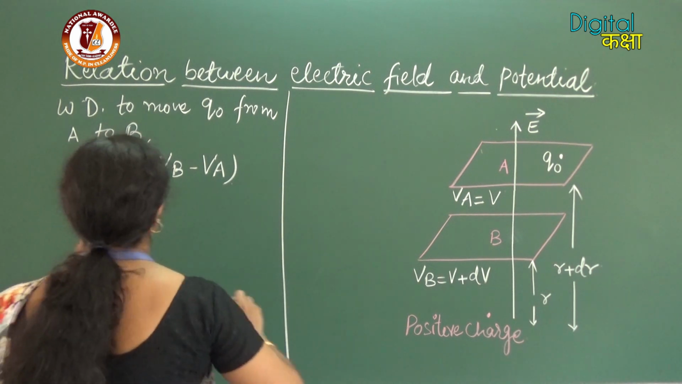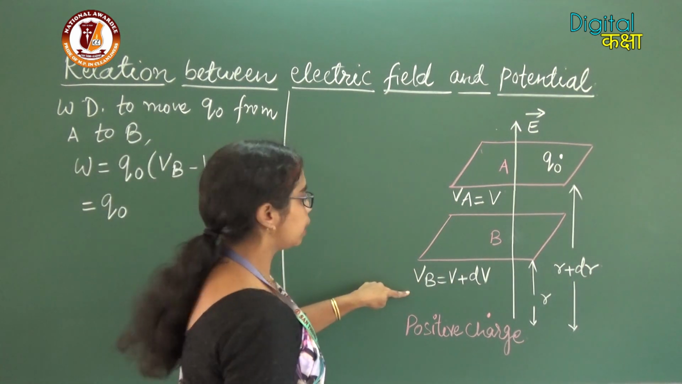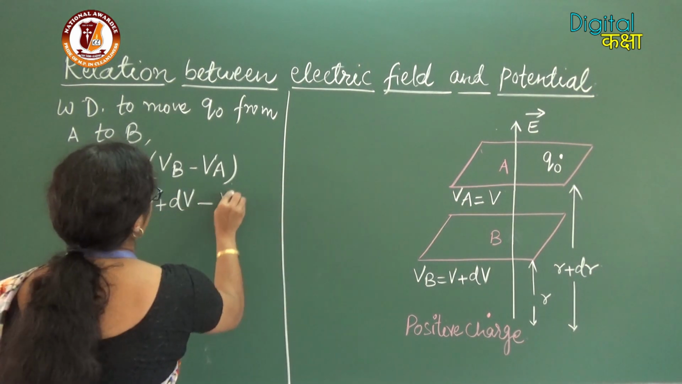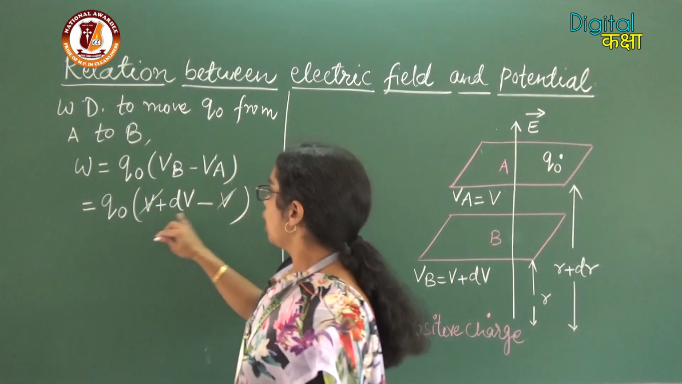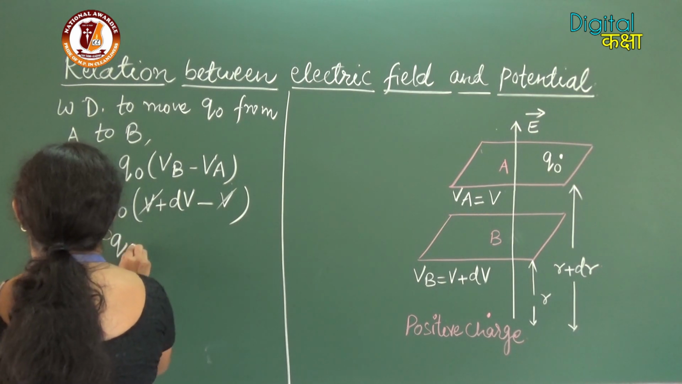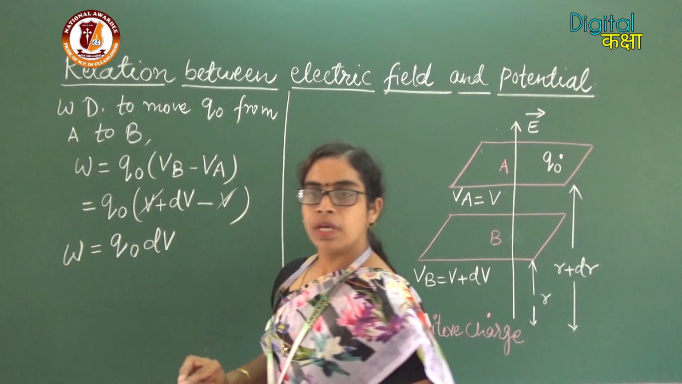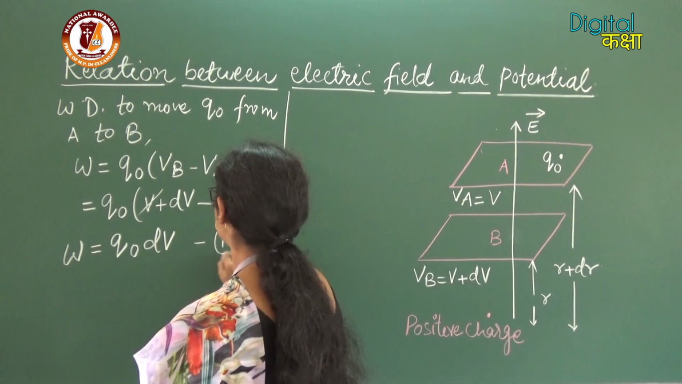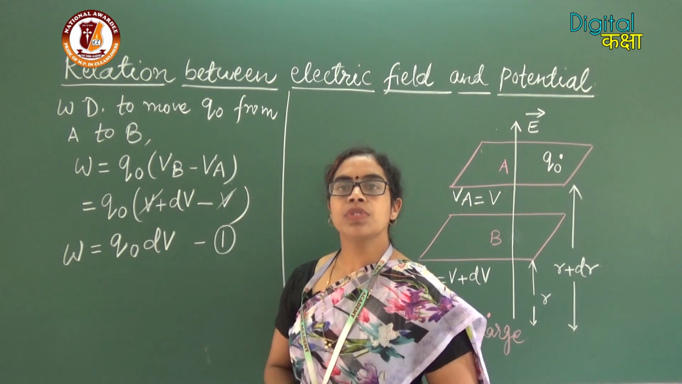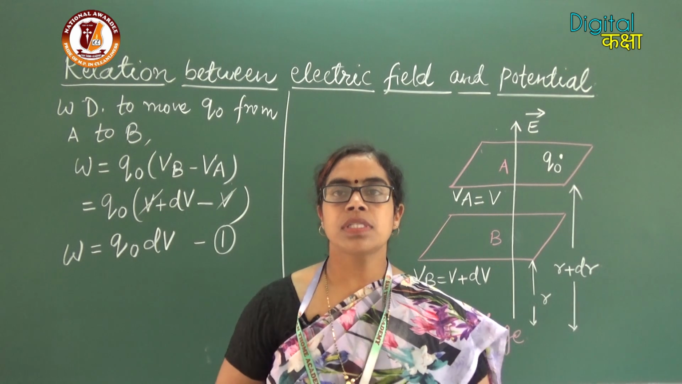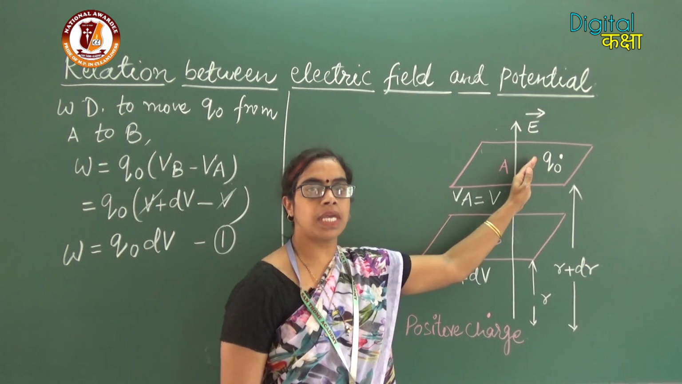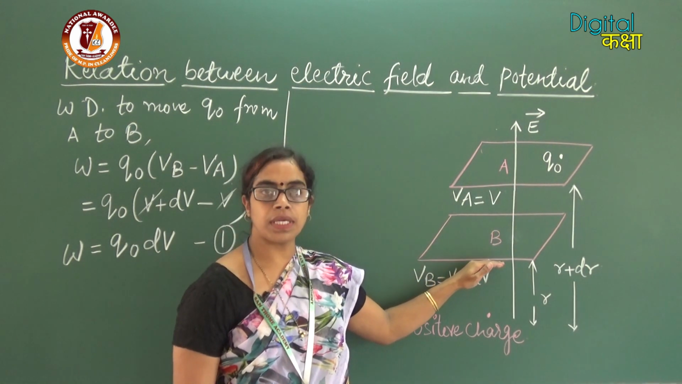Let us substitute the values of VB and VA which are mentioned in the diagram, that is V plus dV minus V. Here V and V cancel out. So we are left with W is equal to Q naught dV. Let us take this value of W to be equation number 1. One more formula we are using for the work done, again for the same purpose, to bring the charge Q naught from the equipotential surface A to the other surface B.